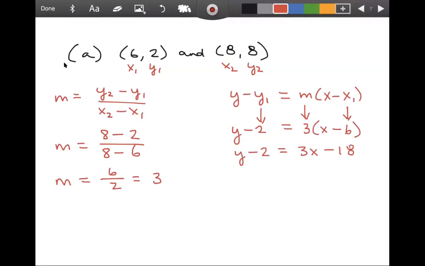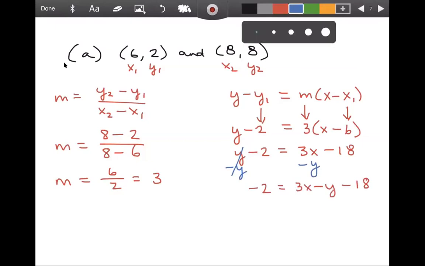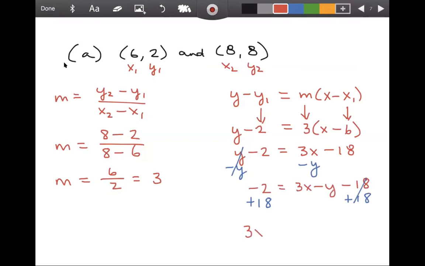And again, I'm going to put the x and the y on the right side so that I can keep that 3x as a 3x and not have it become a negative 3x. So that's going to give me negative 2 equals 3x minus y minus 18. Adding 18 to both sides, we get our final answer, which is 3x minus y equals 16.